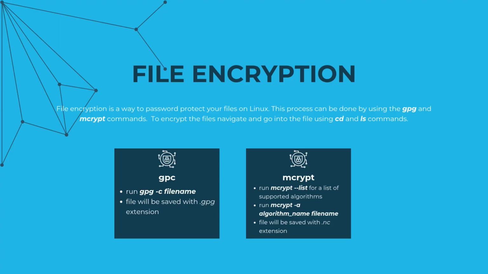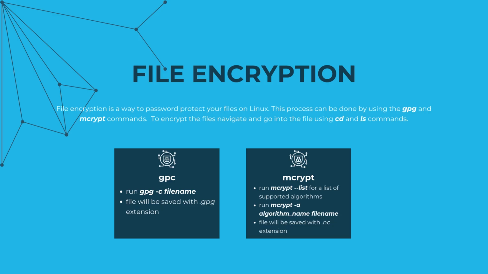Let's start with GPG, which stands for GNU Privacy Guard. It uses strong encryption algorithms and is widely trusted in the cybersecurity community. To encrypt a file, you just run gpg -c filename, and it saves a new version of the file with a .gpg extension. When someone tries to open it, they'll be prompted for the password. No password, no access. Then there's mcrypt, which also offers strong encryption but gives you more flexibility with choosing algorithms.